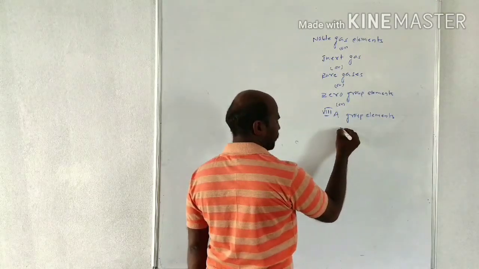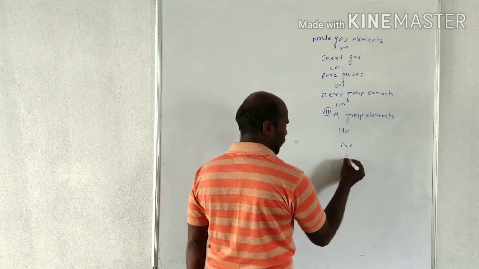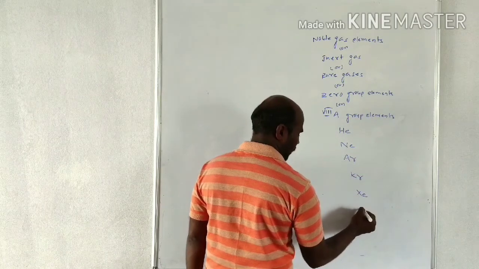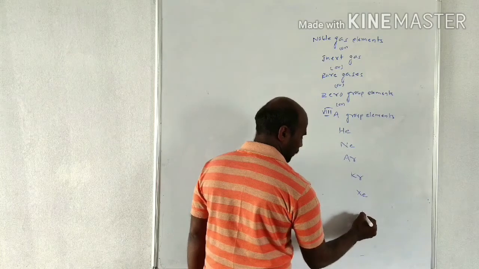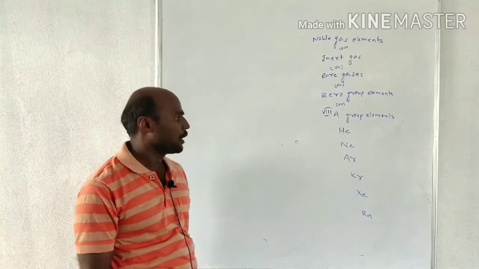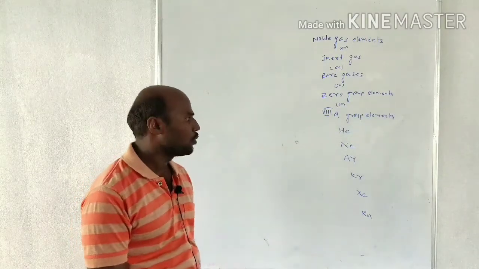That is helium, neon, argon, krypton, xenon and radon. These elements are the highly stable elements in the periodic table.